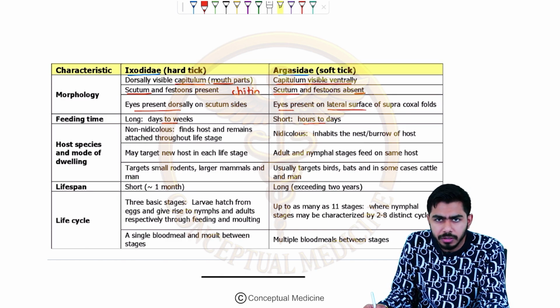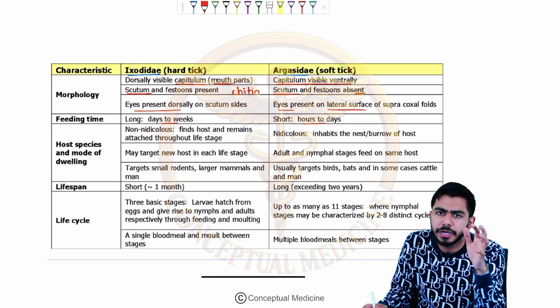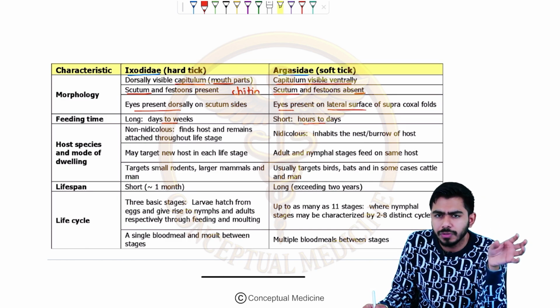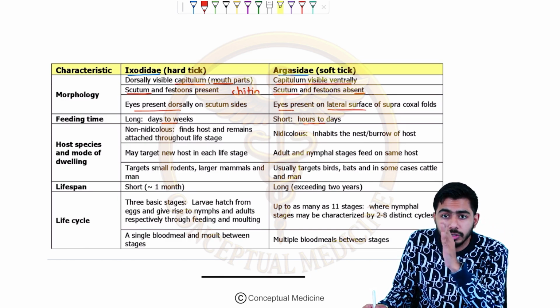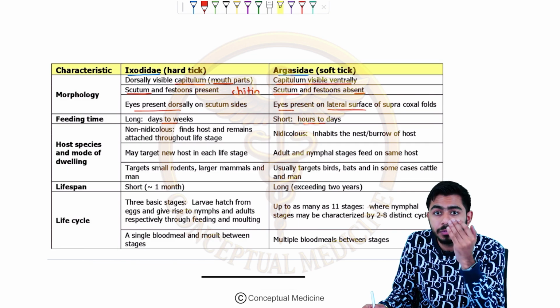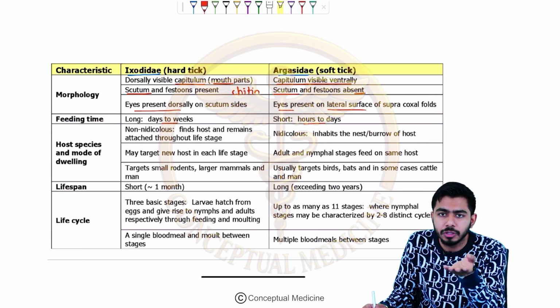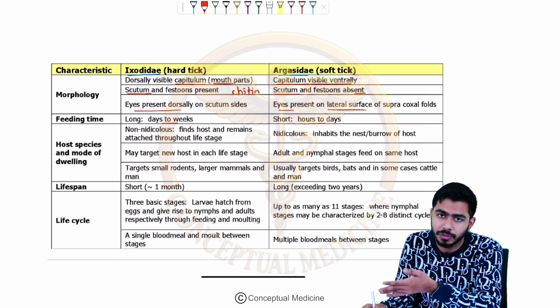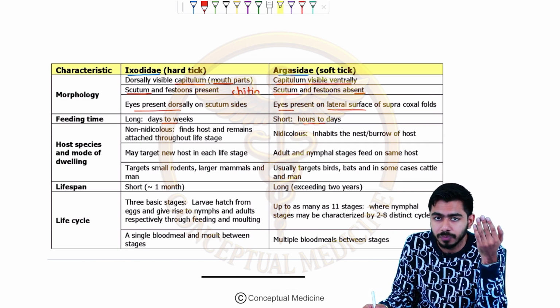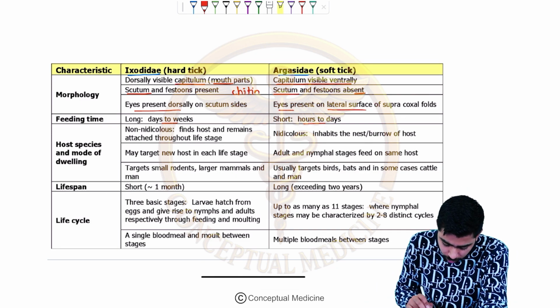And if we talk about the hard tick, right, it will be completely dependent on the host. Without a host, they will not be able to survive at all. But that is not the case for the soft tick, guys. Soft tick might survive for a long period of time, even if they are not finding the host. But that is not the case for the hard tick or the exotic tick. So let's talk about that as well.